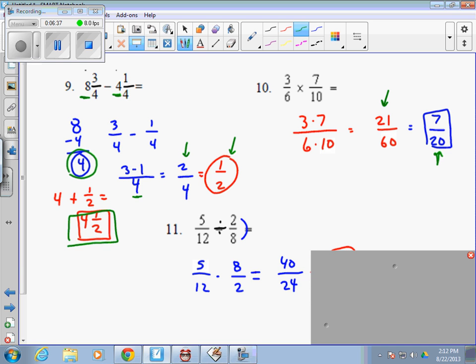Once you add this step, multiply straight across. 5 times 8 is 40. 12 times 2 is 24. Then notice that there's a number that goes into both of them. The number 8 is the largest number that goes into both. 8 times 5 is 40, and 8 times 3 is 24.